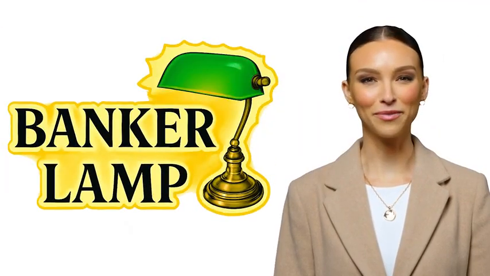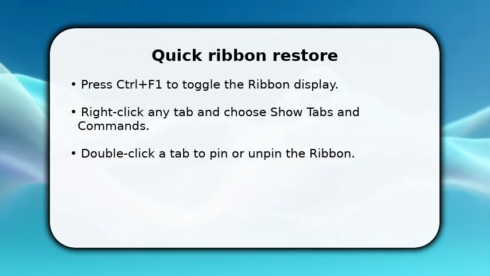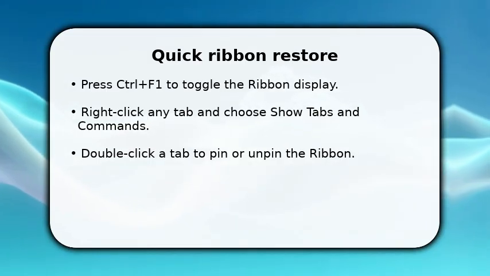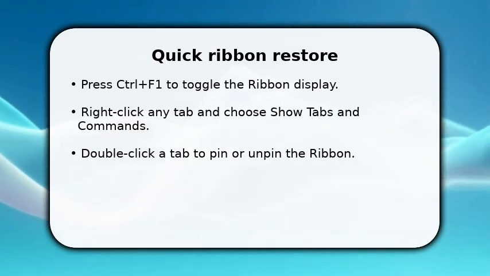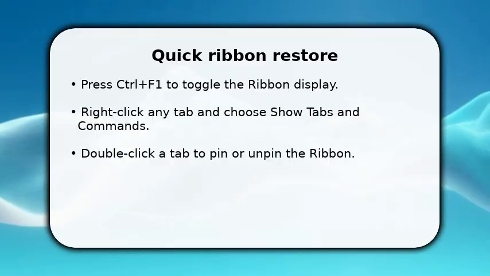Please enjoy the video. You start by restoring the visible ribbon so you can access controls. Press Ctrl plus F1 to toggle the ribbon. This often fixes a hidden menu immediately. If that does not do it, right-click any tab and select Show Tabs and Commands to force full display. Once done, double-click a tab to pin the ribbon open so it won't collapse.